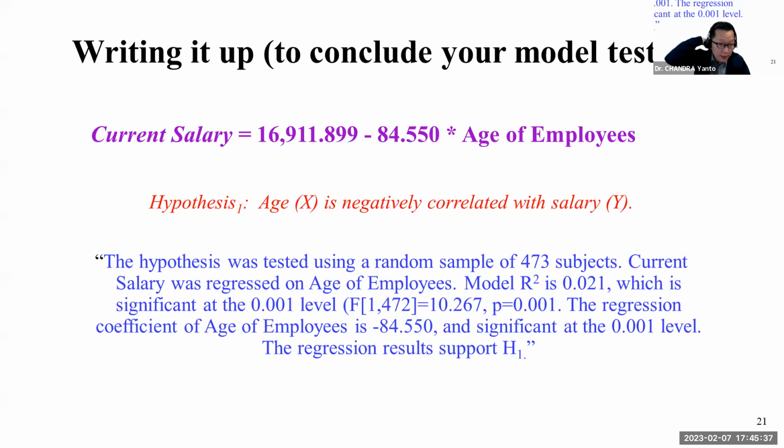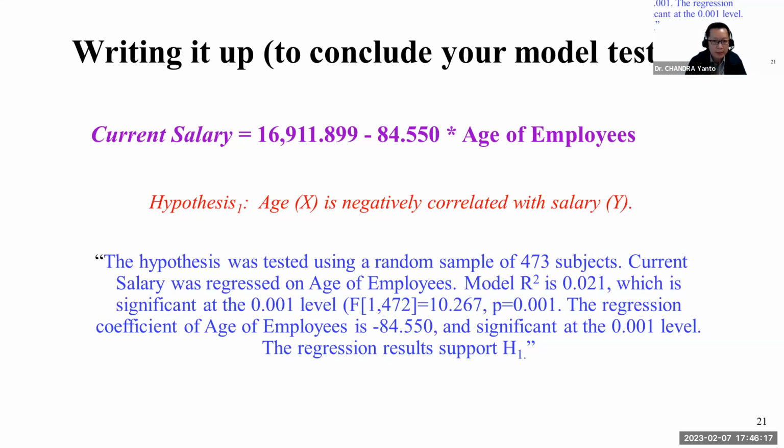So let's say you have a hypothesis that age is negatively correlated with salary, right? And you have collected data, you test using regression, and you come up with this regression equation, current salary equals and so on. Then you can offer a recommendation or final summary to say, well, we tested a hypothesis using a random sample of so many subjects, and we regressed the dependent variable on the independent variable. For example, the current salary was regressed on the age, and our model R-square is 0.021. Remember from the previous table that I've shown you, it's only 2.1%, and it's significant.